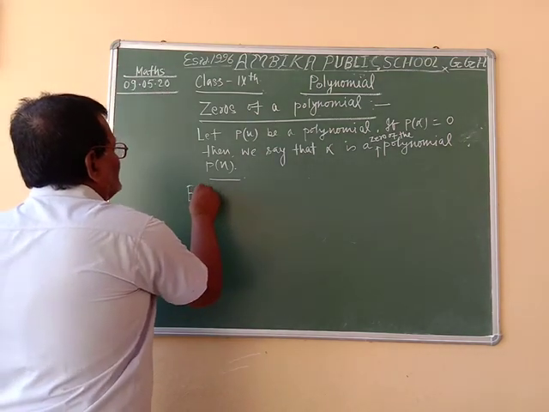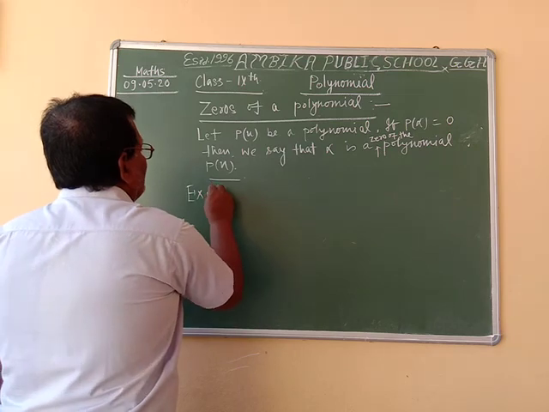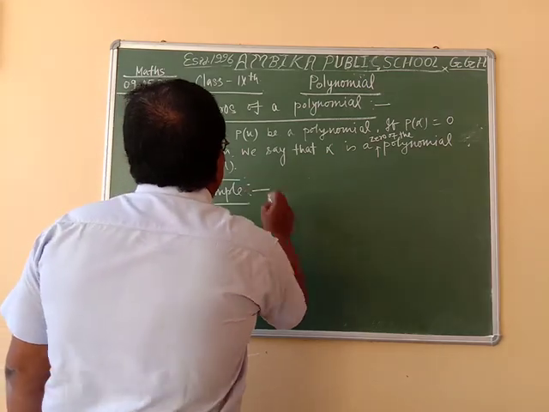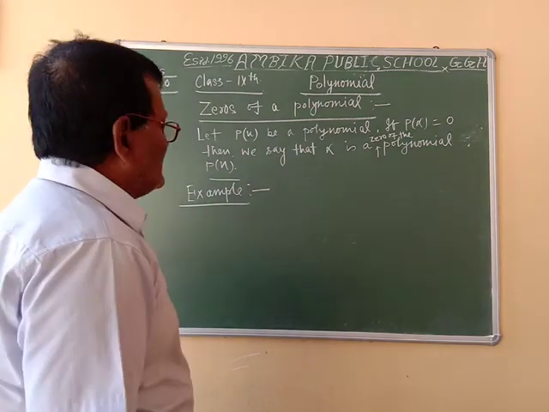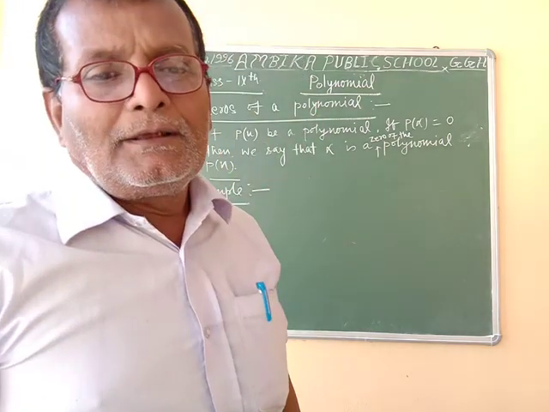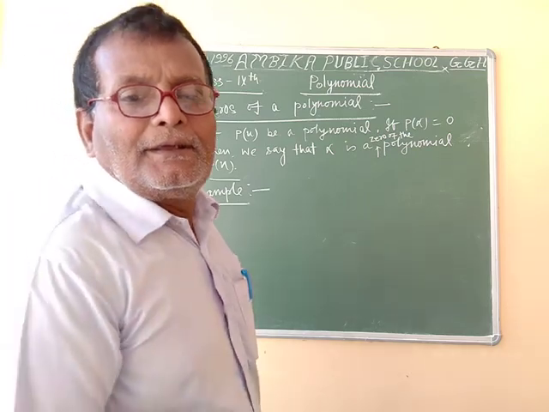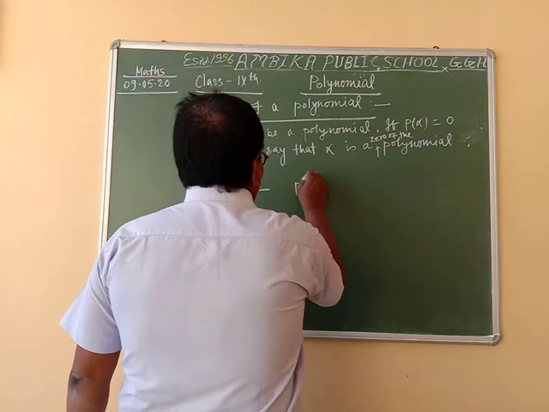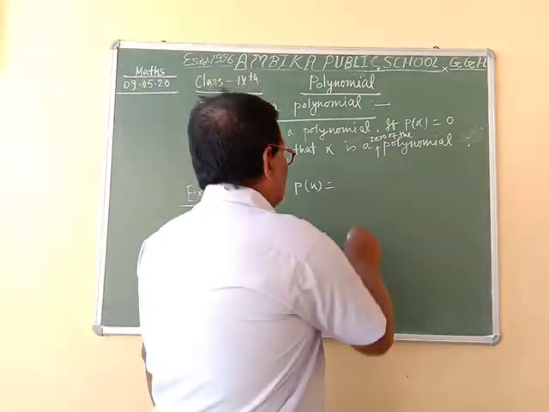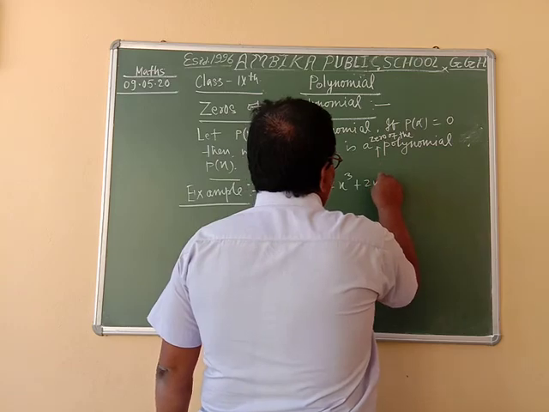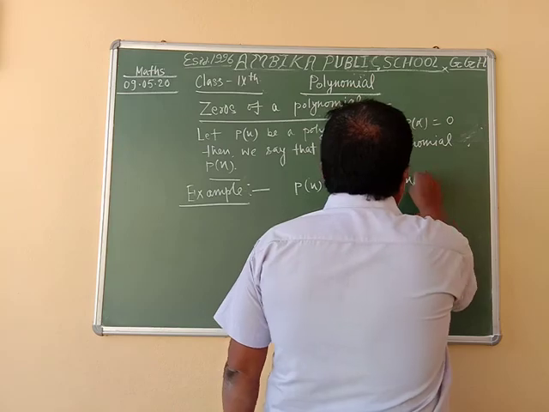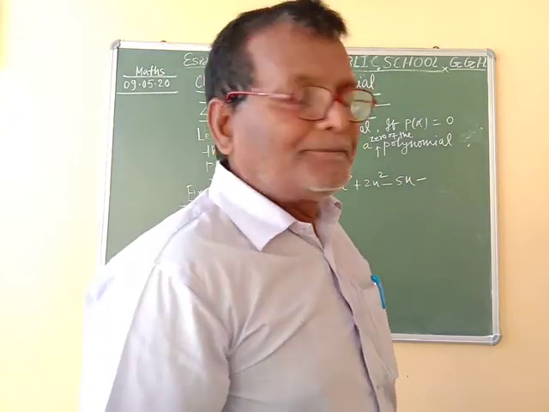Example, to clear zeros of polynomial, I take some example. P(x) = x³ + 2x² - 5x - 6.